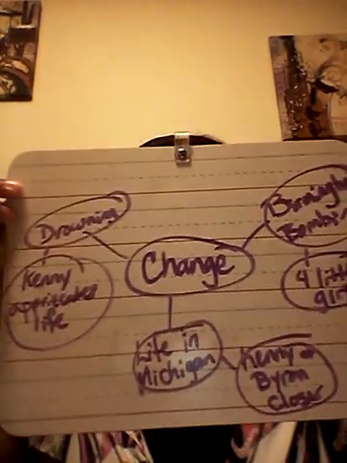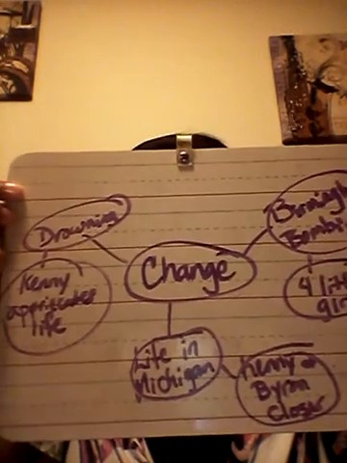Okay, so let's look at an example of this by using the story, The Watsons Go to Birmingham, 1963, by Christopher Paul Curtis. So the topic or the main idea that I'm going to use for the center is going to be change. Because in the story, there's a lot of change that happens, especially after everything that goes on at the end. So here's an example of how it's going to look.